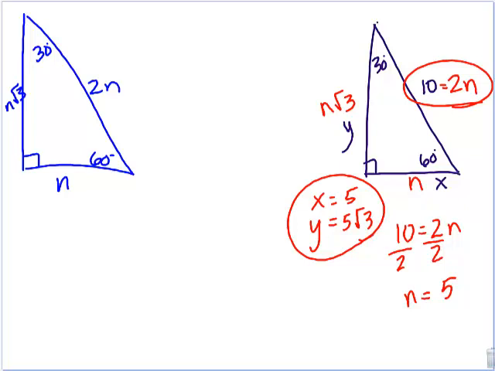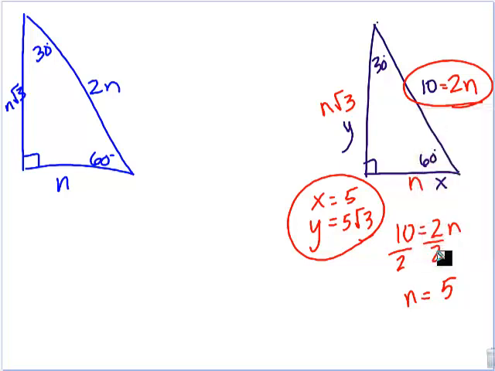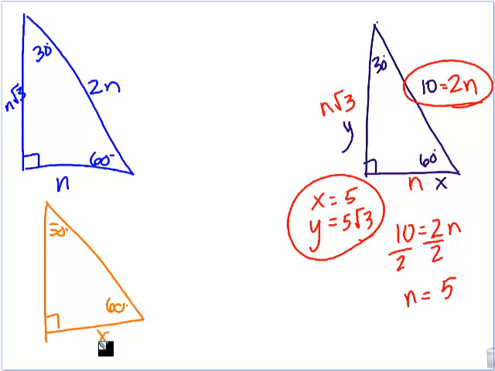Okay, let's do another one. Let's see. We'll get to all those, don't worry. Okay, so let's have this triangle. So here I've got 30, 60, 90. My short side is x, my hypotenuse is y, and my longer leg is 6 square root of 3. So we want to label.